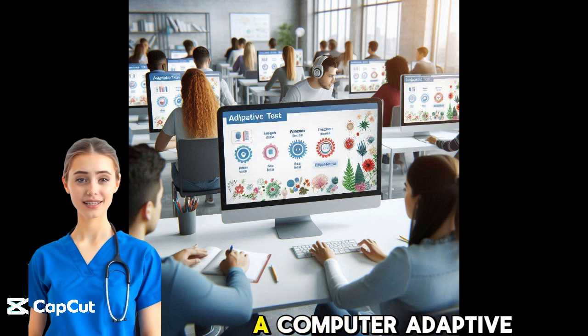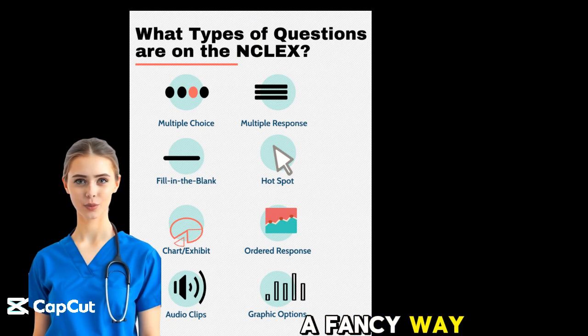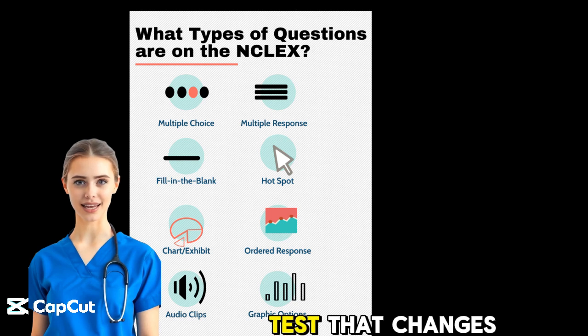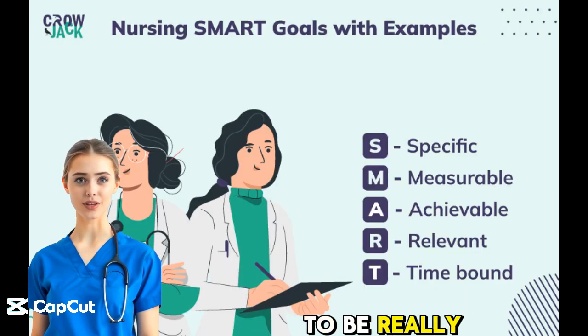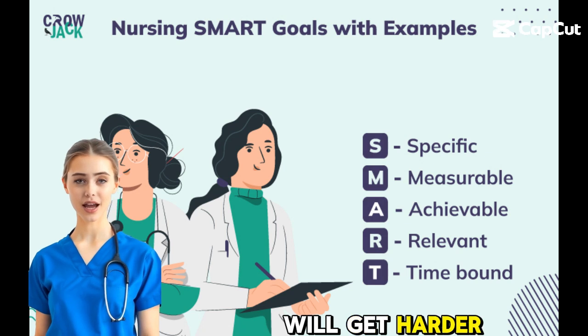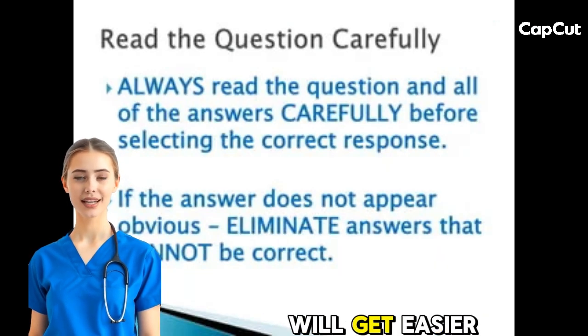You may have heard that it's a computer adaptive test, or CAT. That is kind of like a fancy way of saying that the NCLEX is a test that adapts to your knowledge. That means that if you happen to be really smart, then the questions will get harder as you go through the test. And if you're not as smart, then the questions will get easier.